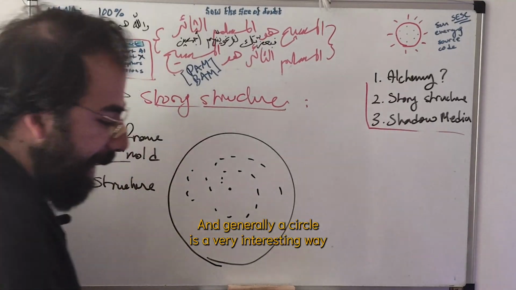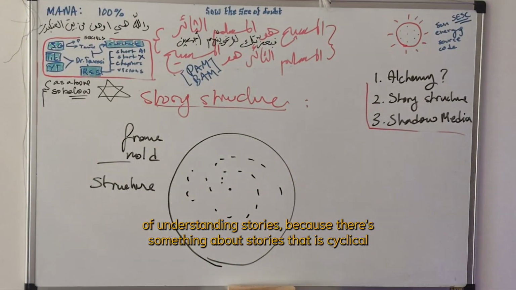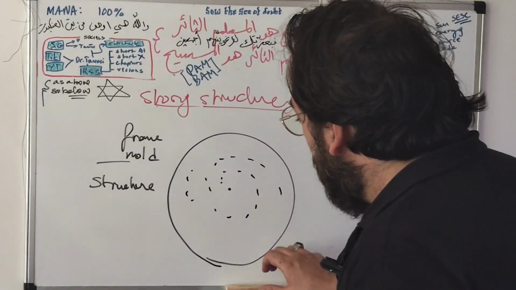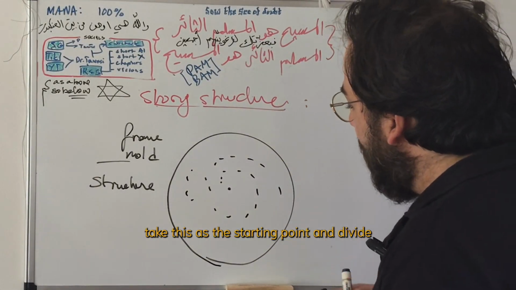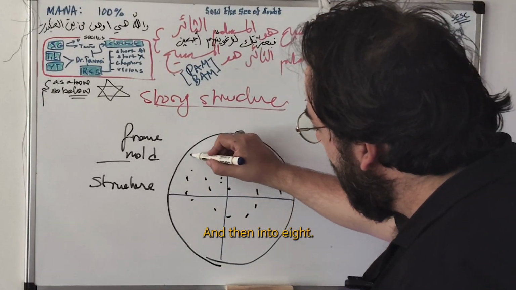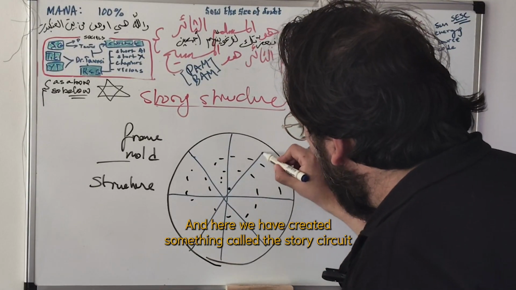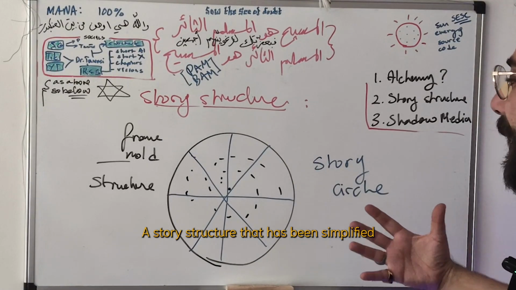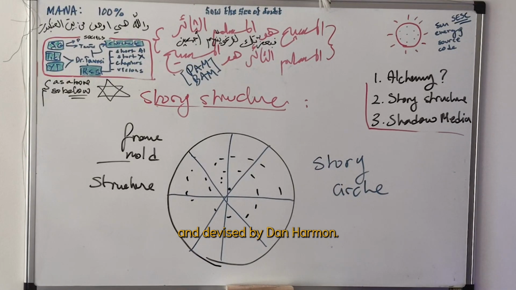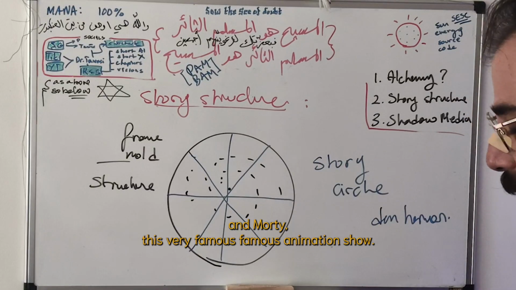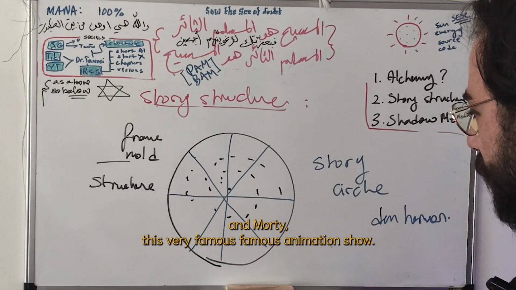And generally, a circle is a very interesting way of understanding stories, because there's something about stories that is cyclical, that keeps repeating, okay? So we're gonna take this as the starting point and divide this circle into 4 first, okay? And then into 8. And here we have created something called the story circle. A story structure that has been simplified and devised by Dan Harmon, who's one of the writers of Rick and Morty, this very famous animation show.